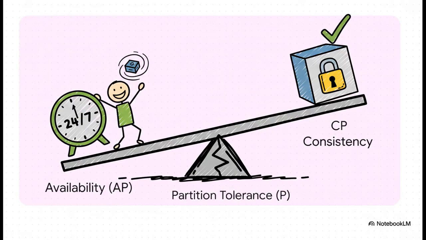Now, here's the kicker. Since network partitions are just a fact of life, they're going to happen. You have to design for partition tolerance. It's not really a choice. So that forces a direct trade-off between the other two. Are you going to build an AP system that is always on, but just might serve you slightly old data? Or do you build a CP system that guarantees the data is always perfect, but might have to tell you to try again later to keep that promise?